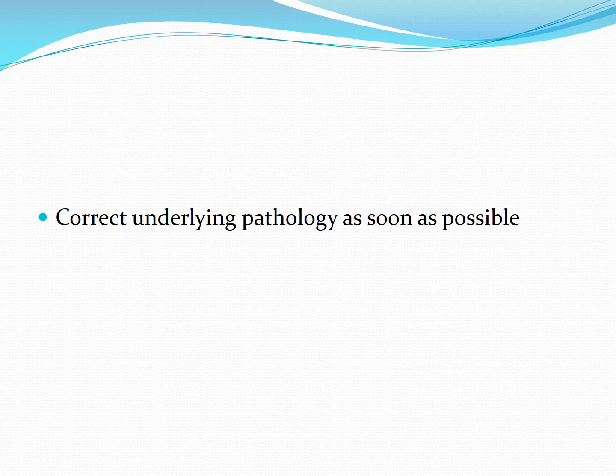Then you need to correct the underlying pathology as soon as possible. If the cause is varicose veins, then you have to treat varicose veins, and if the cause is chronic venous insufficiency, you need to take measures to counteract chronic venous hypertension for life. Some people start doing this step as the first step, but it's better to wait until the wound becomes stable or healed.